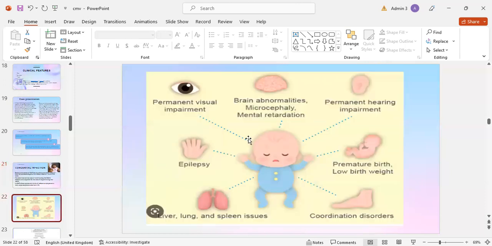Here are shown the signs and symptoms of congenital cytomegalovirus: permanent visual impairment, brain abnormality, microcephaly, mental retardation, permanent hearing impairment, premature birth, low birth weight, coordination disorder, liver, lung, and spleen issues, and epilepsy.